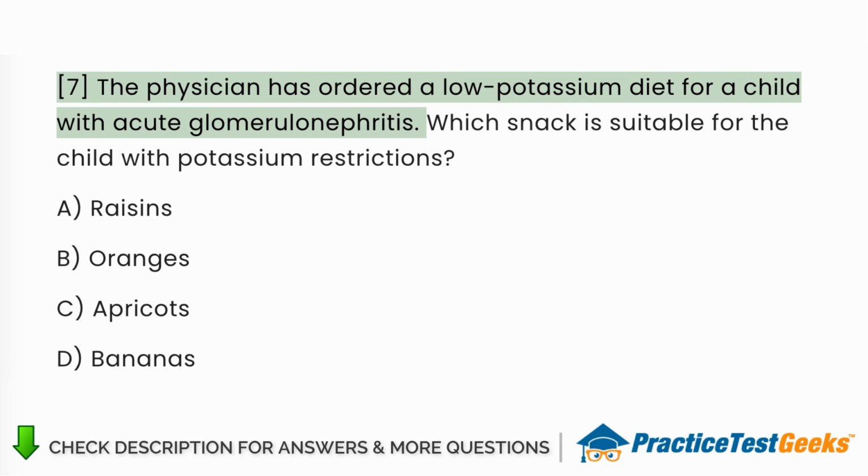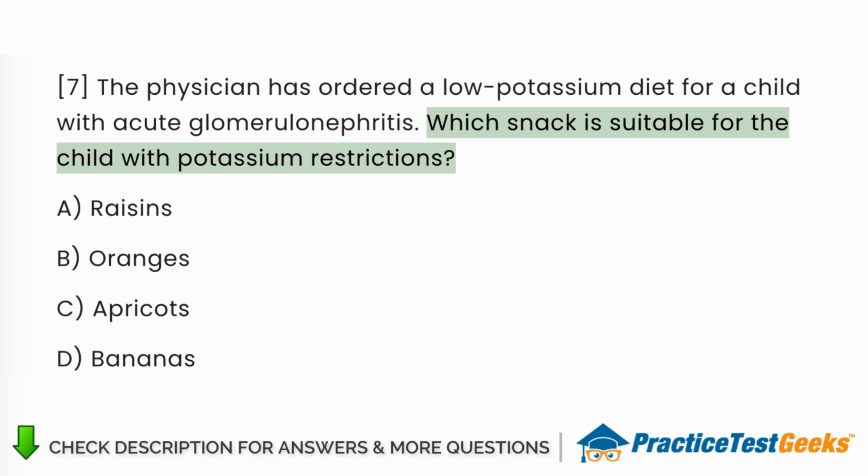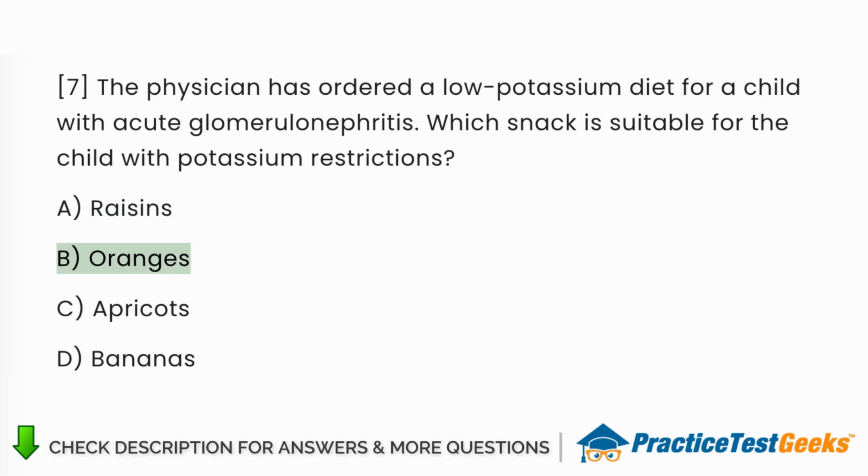The physician has ordered a low-potassium diet for a child with acute glomerulonephritis. Which snack is suitable for the child with potassium restrictions? A. Raisins. B. Oranges. C. Apricots. D. Bananas.